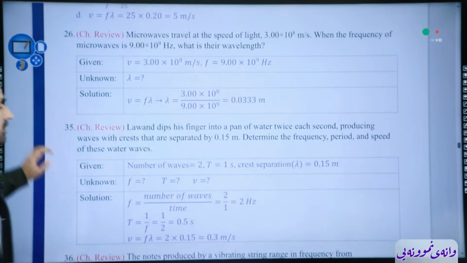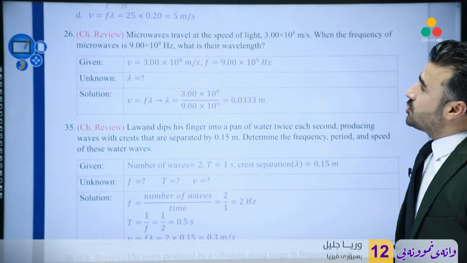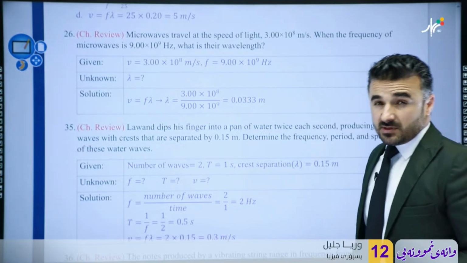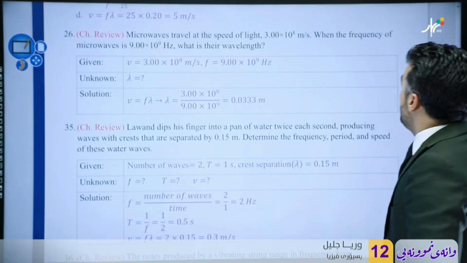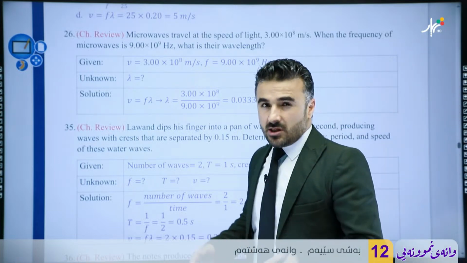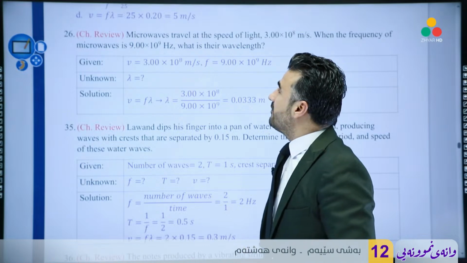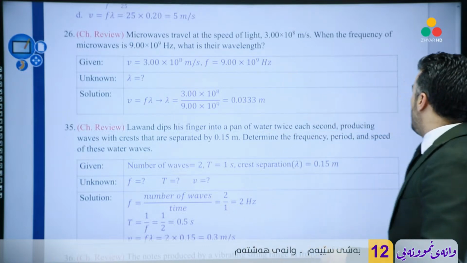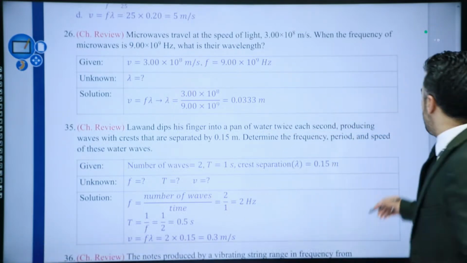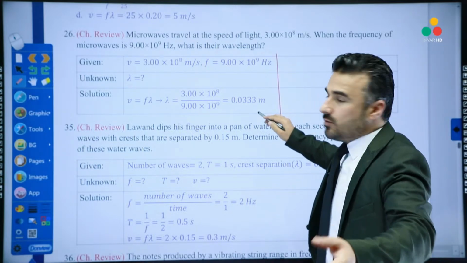All right, now we have question 26. It goes like, microwaves travel at the speed of light, which is 3 times 10 to the power 8 meters per second. When the frequency of the microwave is 9 times 10 to the power 9 hertz, what is their wavelength? Now that is a simple question. This is just the application of the equation. It says find the wavelength.